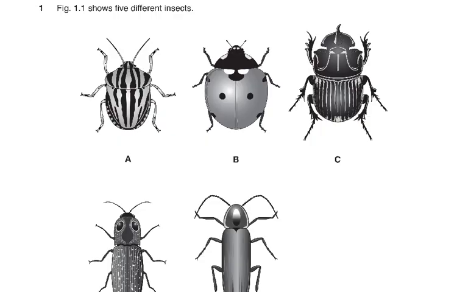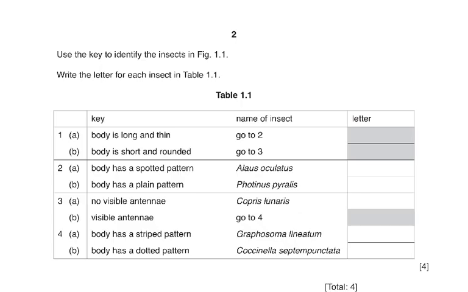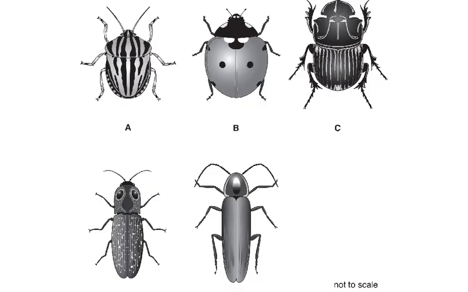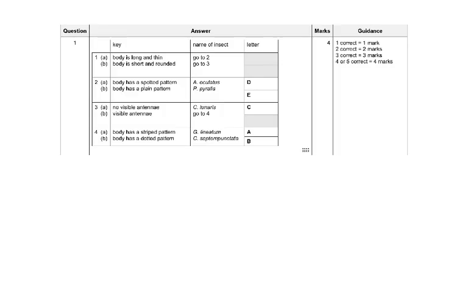Figure 1.1 shows 5 different insects. Please have a look at them. Using the key to identify the insects in figure 1.1, write the letter for each insect in table 1.1. These are the answers, and I hope you can easily figure it out. You just have to go back to the question, to the diagram, and then come back here and figure it out. This is the mark scheme for it, and I'm sure you can be helped with this and see how we have figured this out.